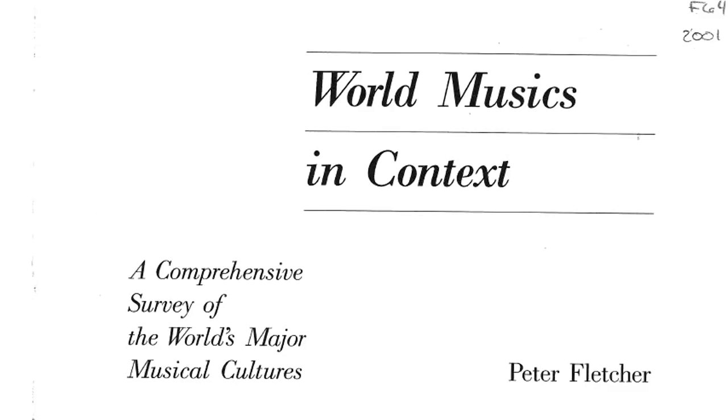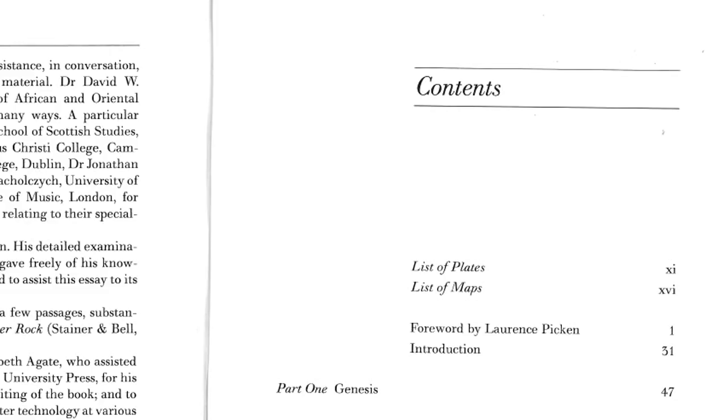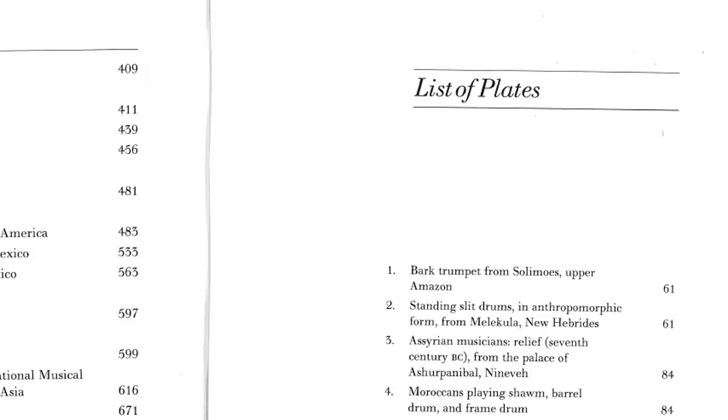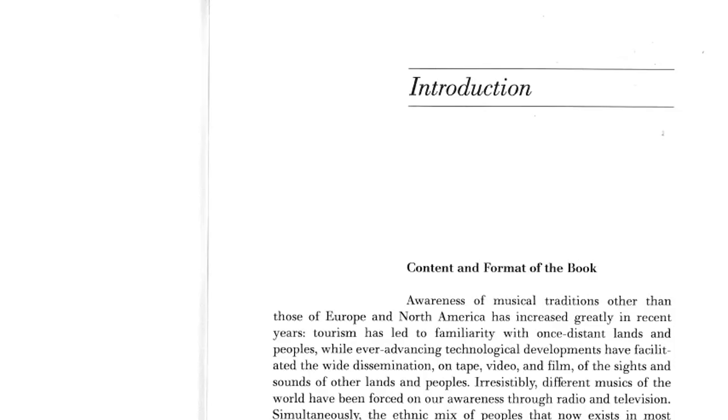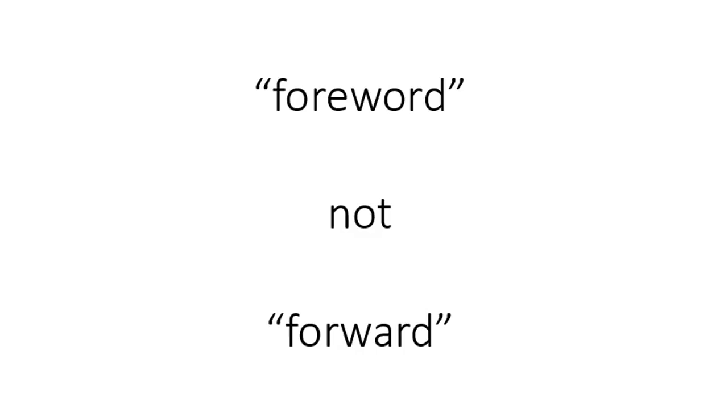World Musics in Context has a well-developed front matter that includes acknowledgments, a table of contents, a 5-page list of plates, which is just an old-fashioned way of saying illustrations, a list of maps, because after all world is in the title, a foreword, and an introduction. This kind of foreword, by the way, is spelled F-O-R-E-W-O-R-D, not F-O-R-W-A-R-D.